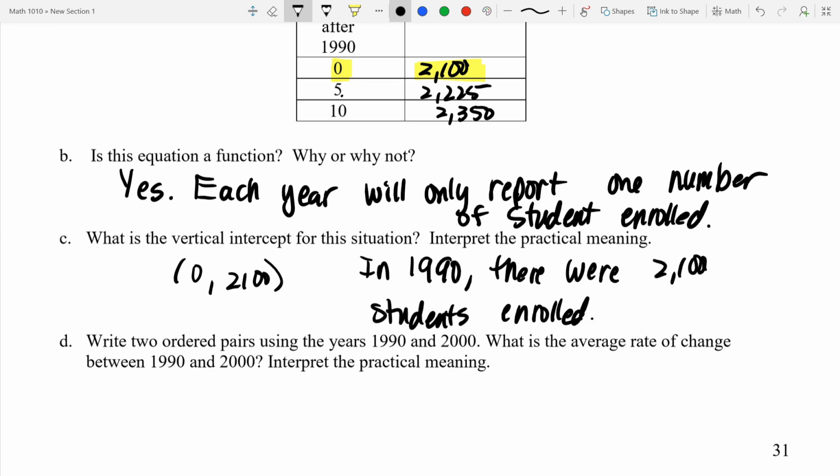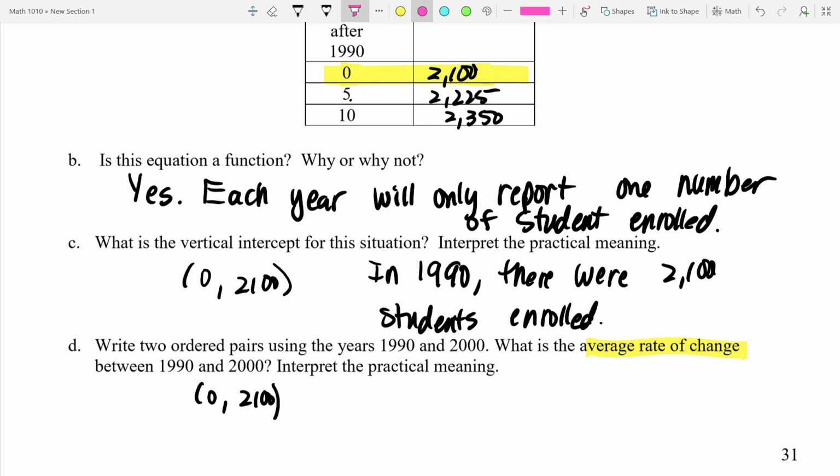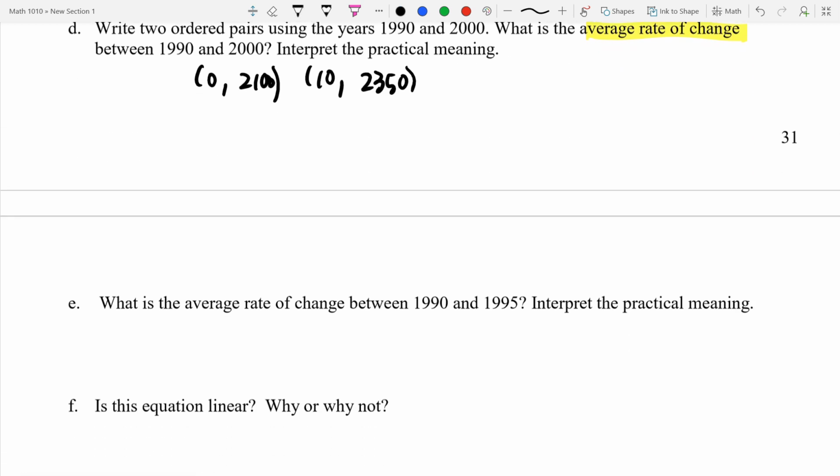Write 2 ordered pairs using 1990 and 2000. What is the average rate of change between 1990 and 2000? Interpret the practical meaning. Everybody in the room, tell me what average rate of change means. It's slope, okay? 1990 is this one. No years have passed, and you have 2,100 students. Which ordered pair is 2000? The 5 x-value or the 10? The 10. 10 years after 1990 is the year 2000. So we're going to go 10, comma, 2,350.